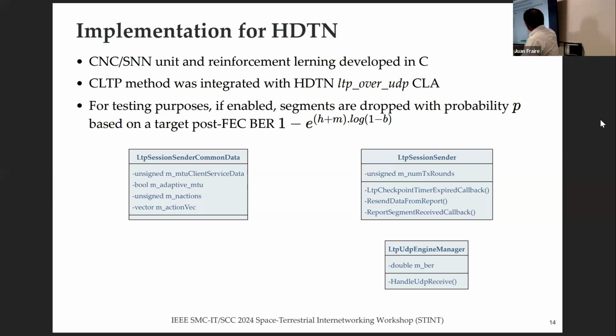Now, in addition, we also modified this LTP UDP engine manager, which is the one in charge of first receiving segments. And here we introduce this notion of having a target bit error rate. This is just for testing purposes, just to make the engine drop certain packets, right? So that was introduced into this function, handle UDP receiver. But this is only used if we want to run some tests where we want to have a specific drop rate for the segments.